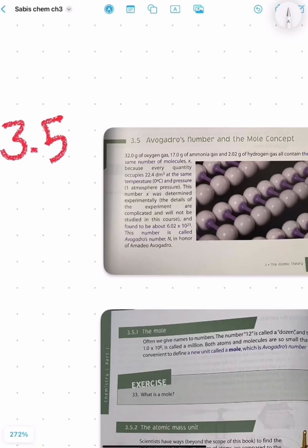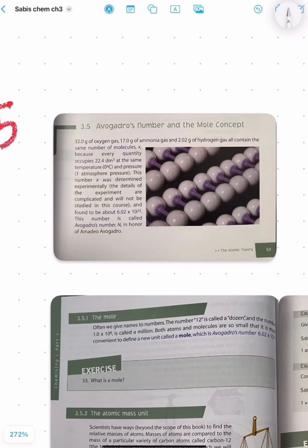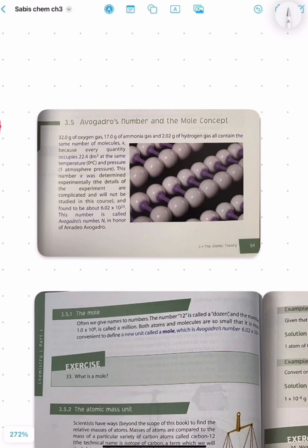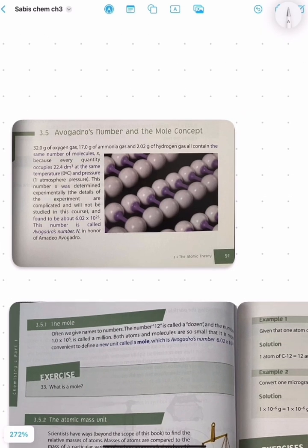Section 3.5. So we'll talk about some calculations. We do some calculations and we will have some rules to follow. First, let's talk about Avogadro's number and the mole concept. What do you mean by mole? What does it mean when you use it? First, we have an example.